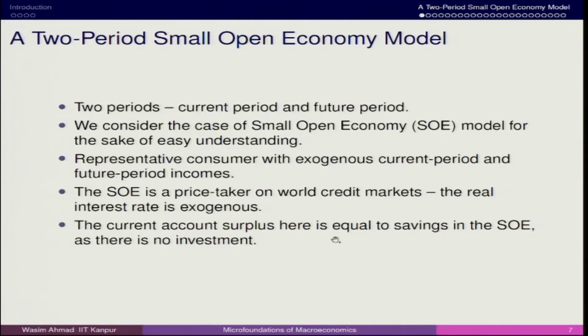Current account surplus is equal to savings in the small open economy, and there is no investment. Whatever surplus you have goes into saving, which means it will earn some rate of interest in the future. If you have a current account surplus in period 1, whether 1000 rupees, 2000 rupees or 5000 rupees, and you carry it forward to the future period, it will earn 1 plus R. So it will be CA in the current period, but in the future period it will be CA times (1 plus R). Some rate of interest is attached. So, this is how we deal with it.